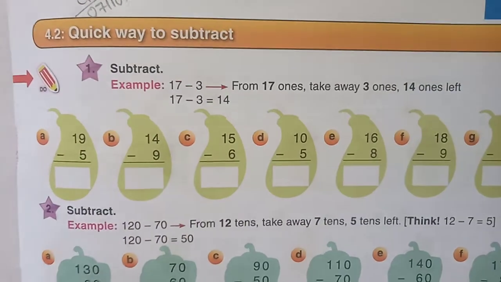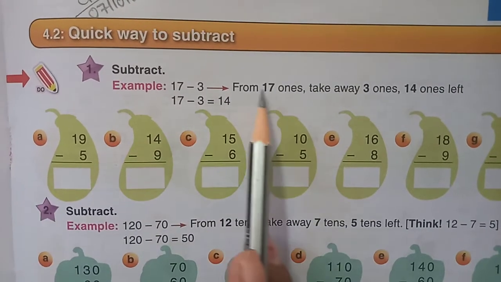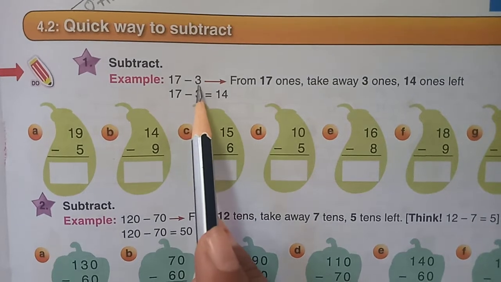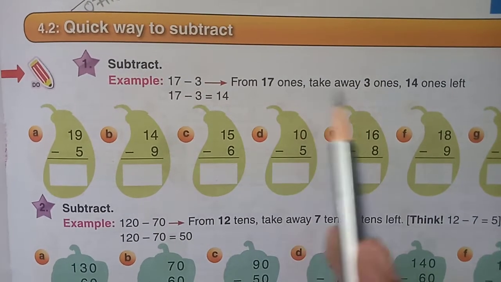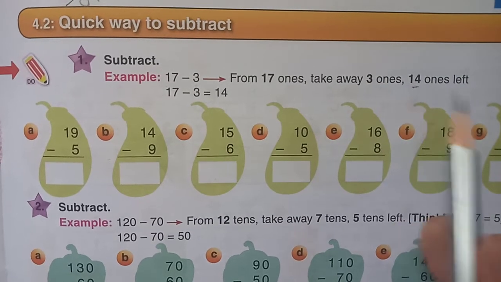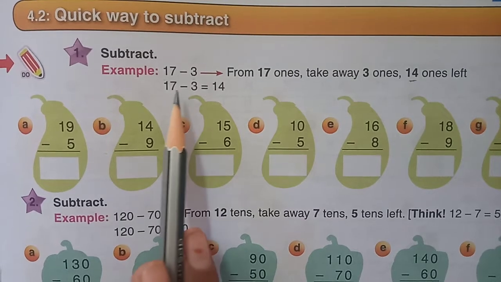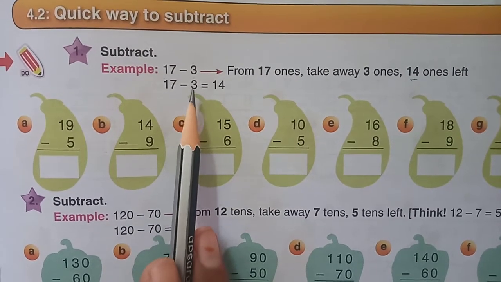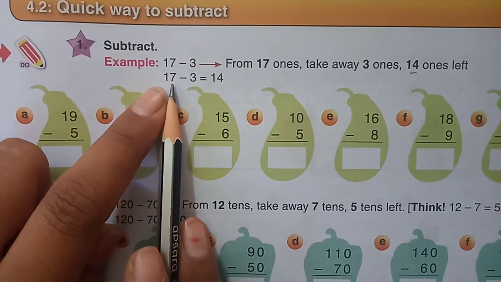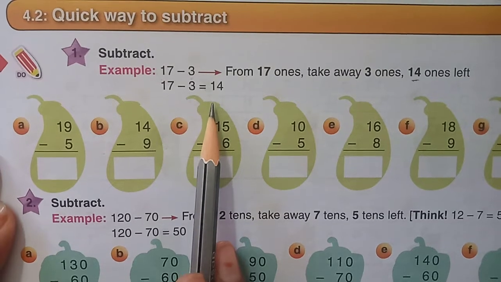Okay. First subtract. The example they gave is 17 minus 3. From 17 ones, we have to consider 17 ones and 3 ones. In 17 ones take away 3 ones. How many ones are left here? 14 ones are left. What do we have to do? We have to remember the digit 3 here. We have to count in a forward direction to get the number 17. How many times will we count? 14 times. This is the difference.